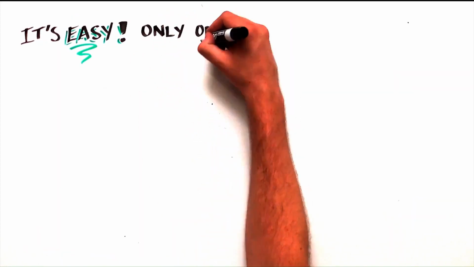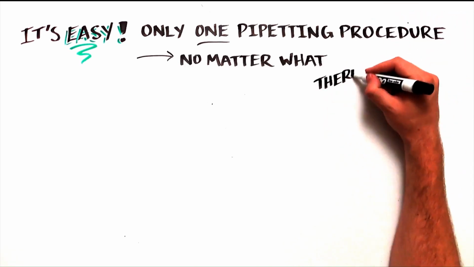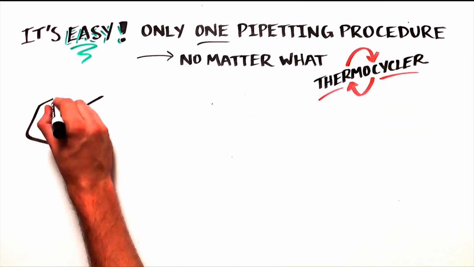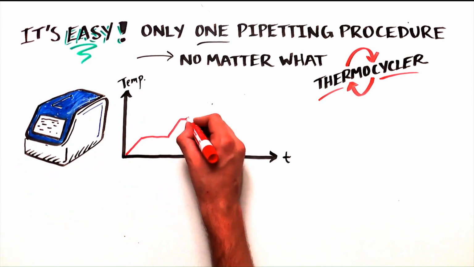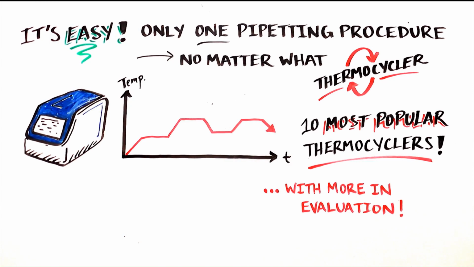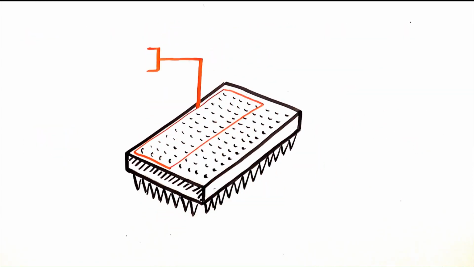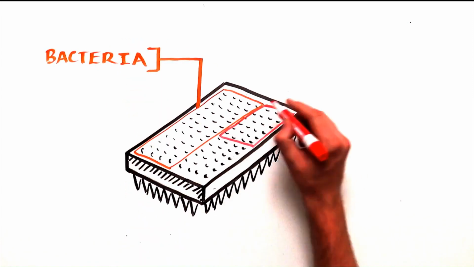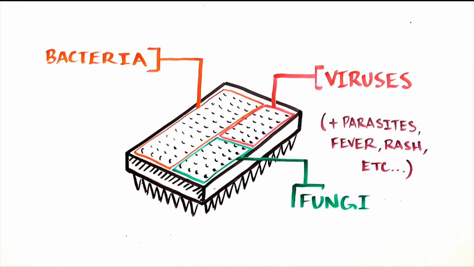It's so easy. There's only one pipetting procedure and the same volume of reagents, no matter what thermocycler you use. And our assays are compatible with 10 of the most widely available, with more being evaluated. Also, because all of our kits have exactly the same protocols, in a single run, different kits, testing for a range of viruses, bacteria, fungi, or parasites, can be used at the same time on the same plate.